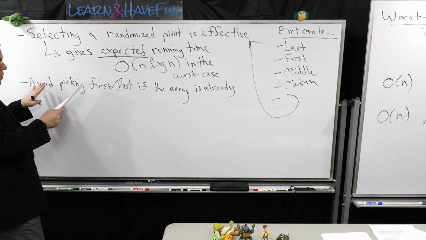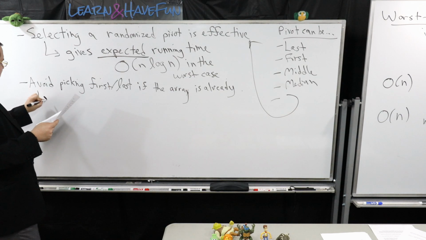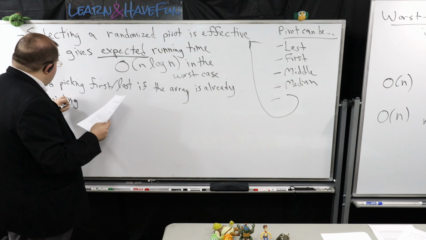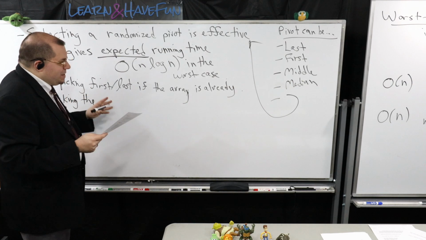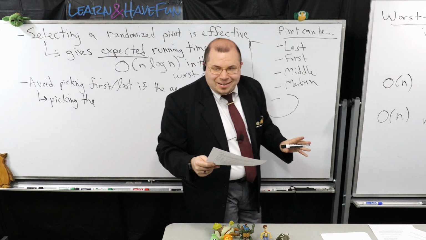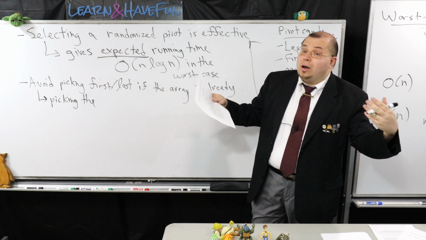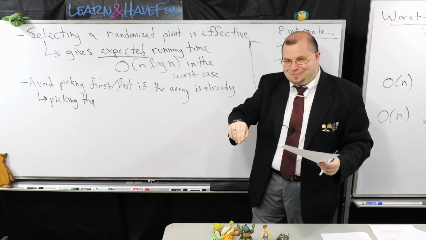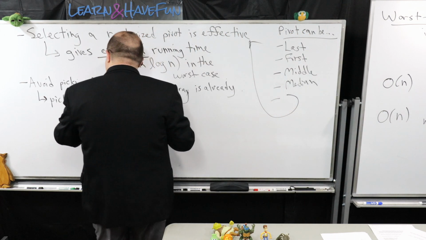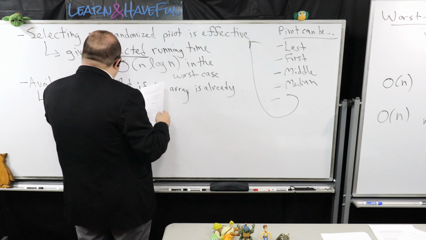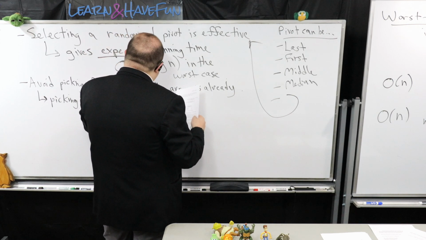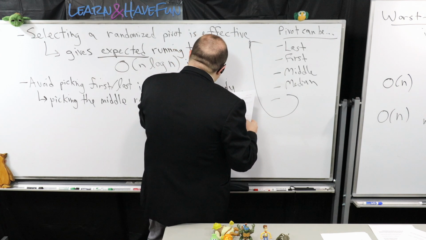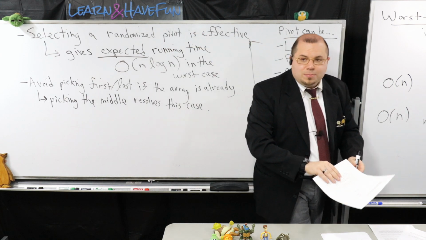So usually a way you can improve upon this is by picking the middle. But that does not give you the n log n. To be very clear, it just only gives you an n log n-like behavior when it's already sorted. So just be clear about that. So picking the middle resolves this case. So that's one thing I wanted to point out to you.